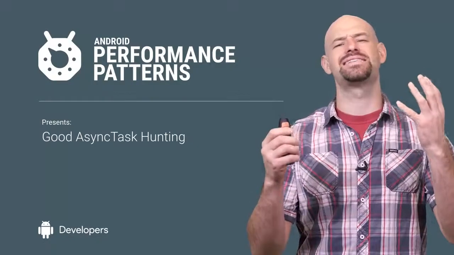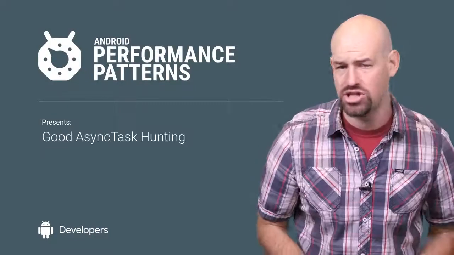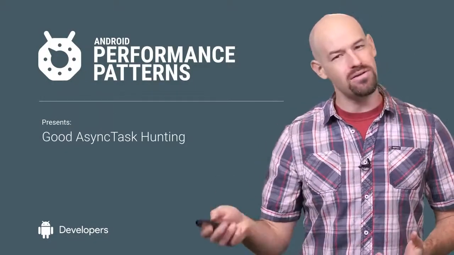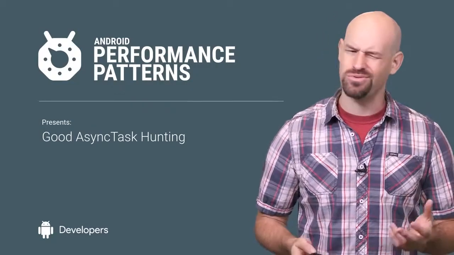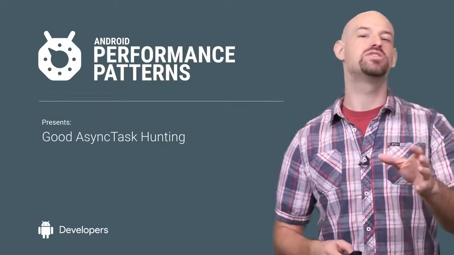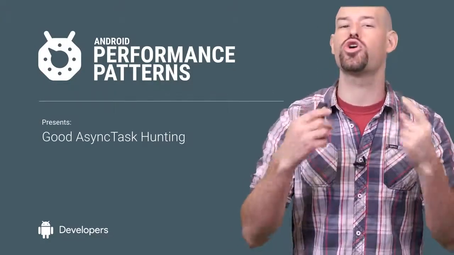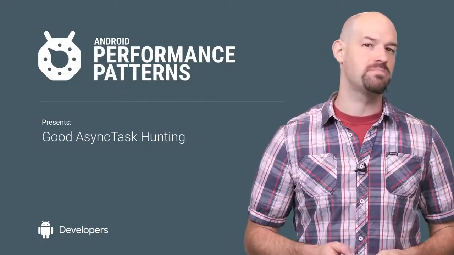Oh, AsyncTask, how we have a love-hate relationship with you. On the one hand, you make it really easy to get work off the main thread, but on the other hand, you make it really easy to do a bunch of really bad stuff. My name is Cole McCandless, and while AsyncTask provides some easy interfaces, if you're not careful, it can hurt your app's performance and end up causing memory leaks.